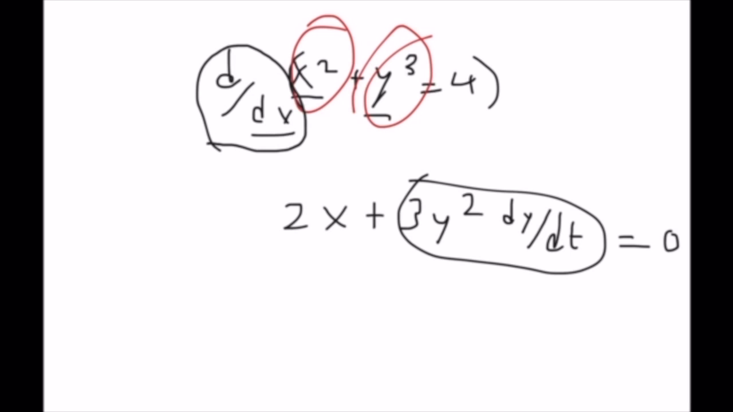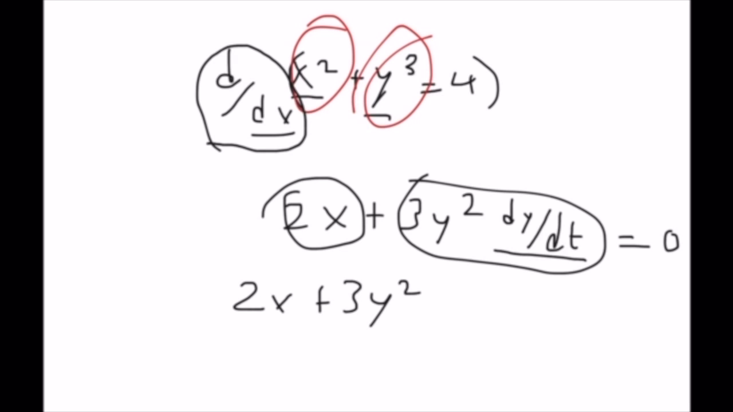So hopefully this makes sense. Whichever variable you're trying to find the derivative in terms of, you use the normal power rule, but for the other variable, you have to add a dy over dt in order to make it in terms of d over dx. So let's move on. We have 2x plus 3y squared times dy over dt equals 0. So now what do we do next?